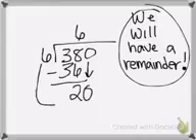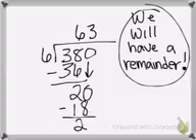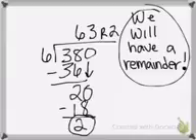Now we have to ask ourselves, how many times can 6 go into 20? Go ahead and figure that out. 6 can go into 20 3 times, because 3 times 6 is 18. 20 minus 18 is 2. Do I have anything left to drop down over here? No, I do not. So I know that this 2 is going to be my remainder. So I just put R2. So my answer is 63 remainder 2.